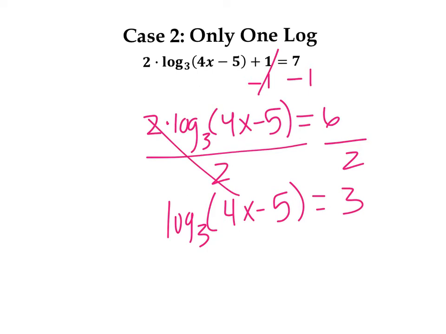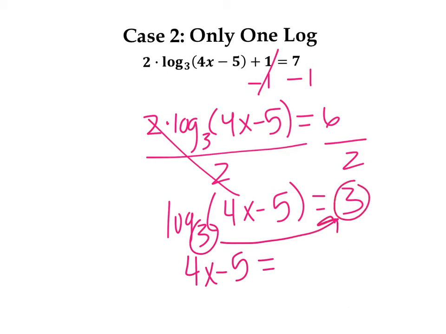Now that you're left with the log by itself, now that it's alone, and there's nothing in front of it, nothing behind it, you can take this 3, move it over, and raise this as an exponent, right? Push that to the top, and we can get rid of the log. So we get 4x minus 5 equals, that becomes your base, and this 3 becomes your exponent, so we have 3 to the 3rd power.